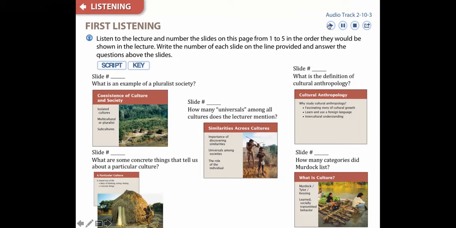Another less lengthy list is the famous grocery list of Edward B. Tyler. He wrote, "Culture is that complex whole which includes knowledge, belief, art, law, morals, custom, and any other capabilities and habits acquired by man as a member of society."